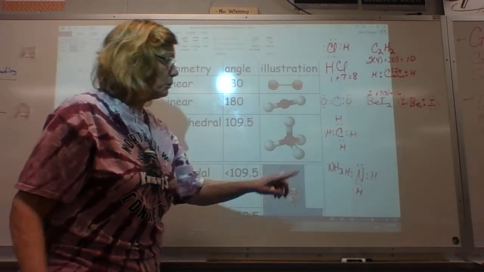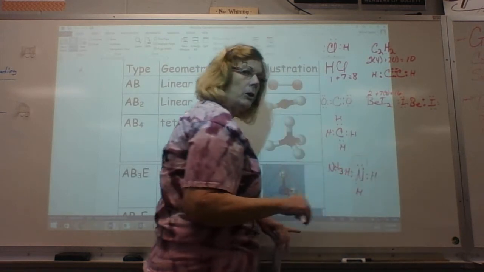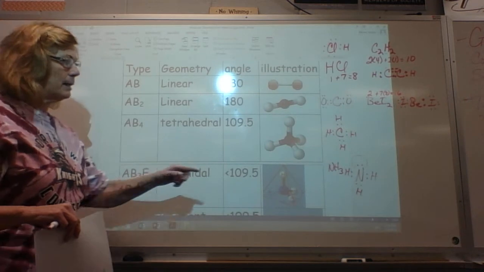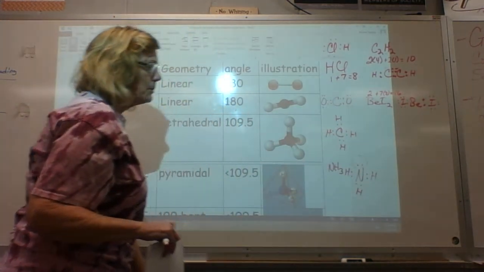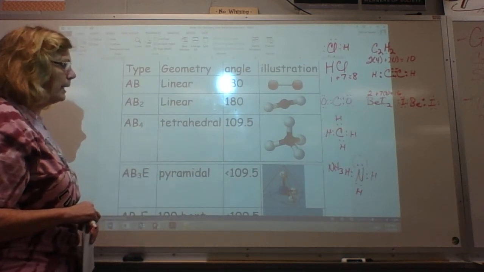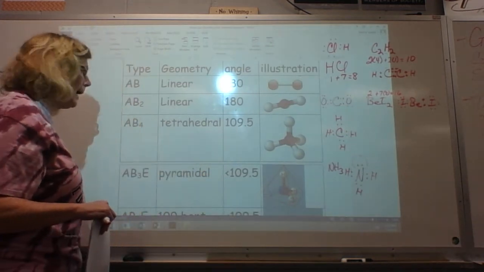It'll be much less. The reason is this lone pair actually pushes these a little bit further than if it had a nucleus to it with a positive charge up there. And so that's why that's a little bit less than 109.5 for the bond angle. And so that lone pair is what causes that to happen.